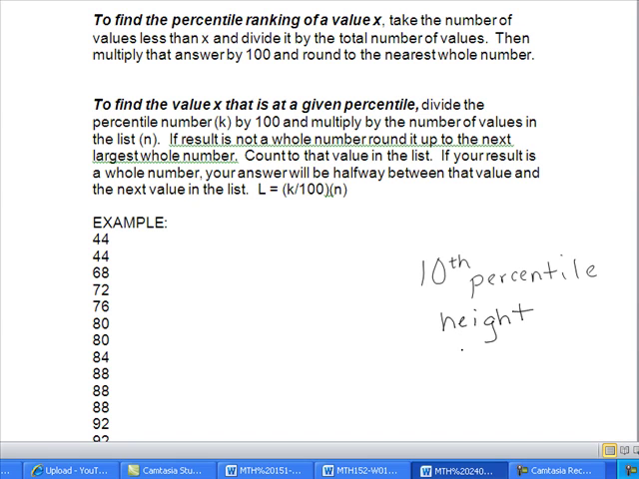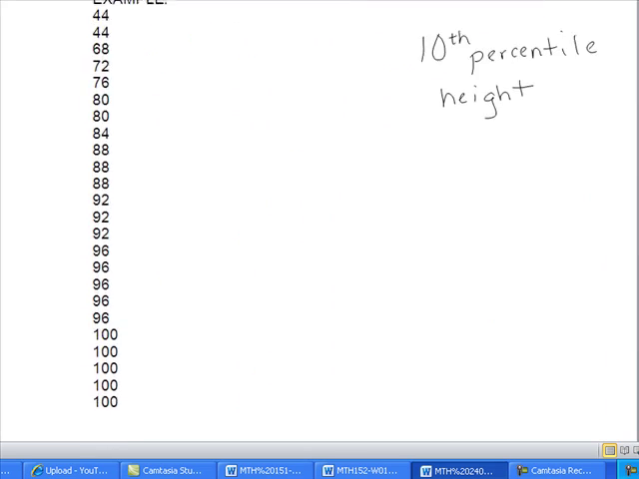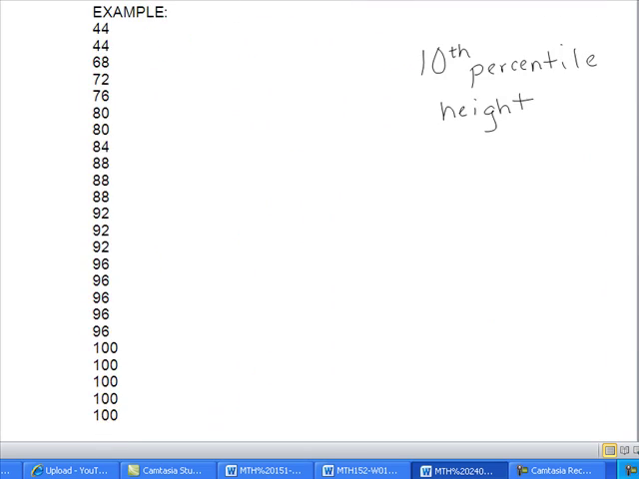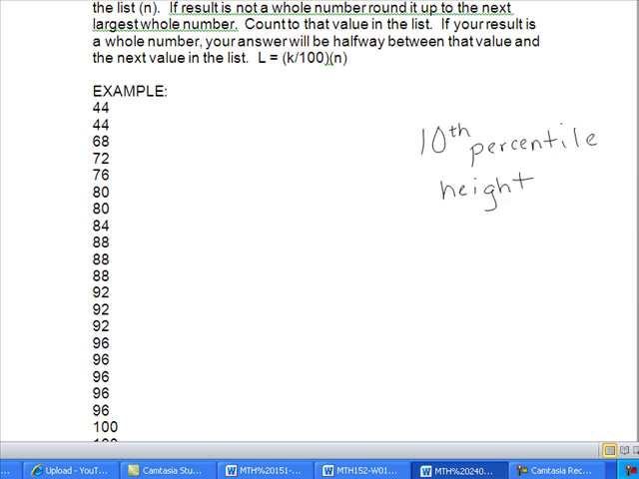All right, now what do we do when we're working with a set of data values? Well, we have two processes that we need to be able to do. We need to be able to find the percentile ranking of a value x, and we need to be able to find the value x that is at a given percentile. So what I have here is a list of the scores on, I believe, a test. Let's see.